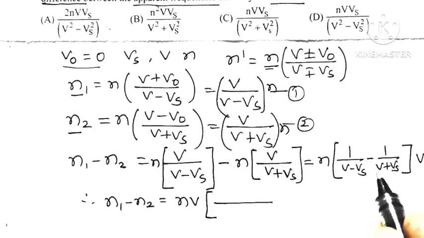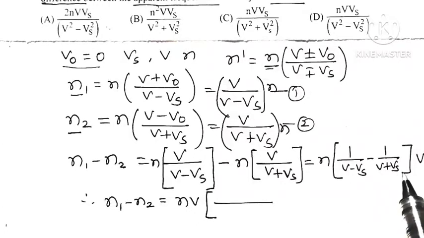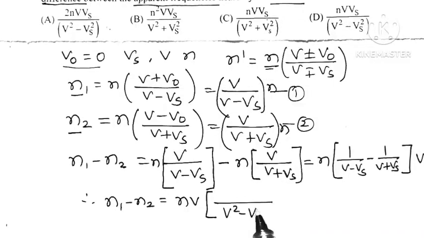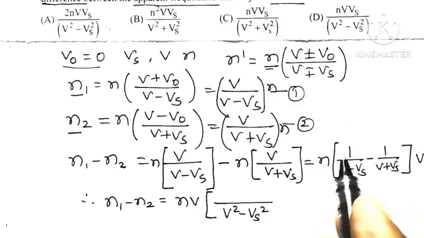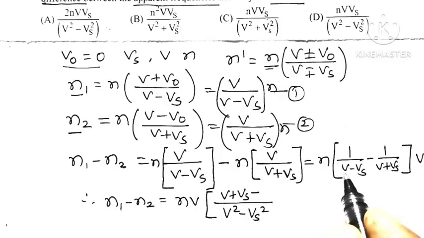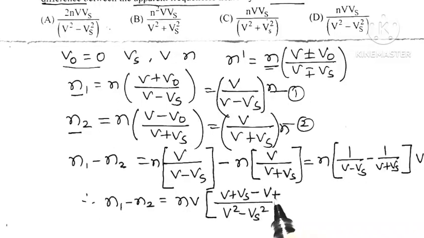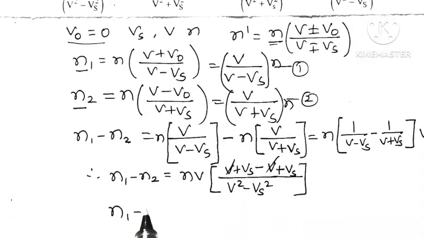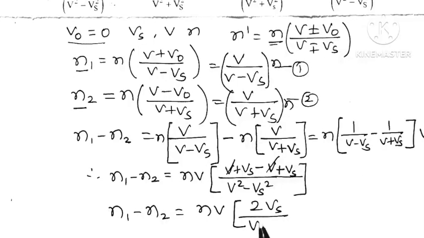See here, V minus Vs times V plus Vs, A minus B times A plus B, is A square minus B square. So, V square minus Vs square, and cross multiplying, V plus Vs minus V minus Vs means minus V minus of minus, it becomes plus. Here plus V minus V get cancelled. So, the difference in apparent frequency N1 minus N2 is equal to NV in bracket 2Vs divided by V square minus Vs square.